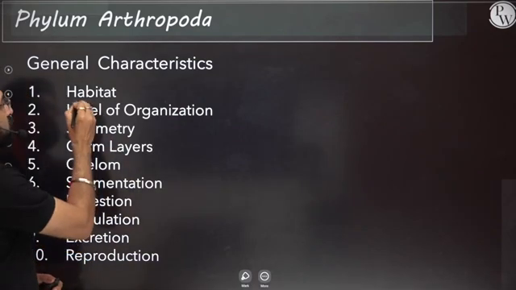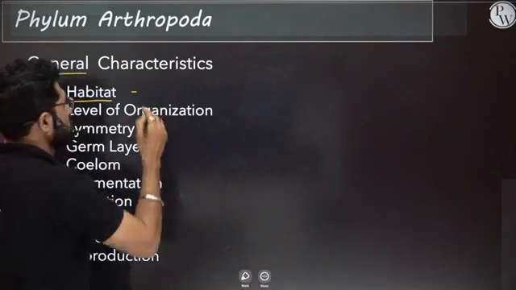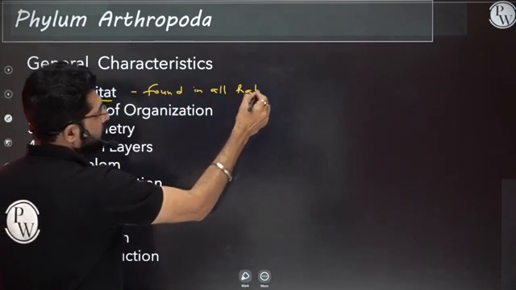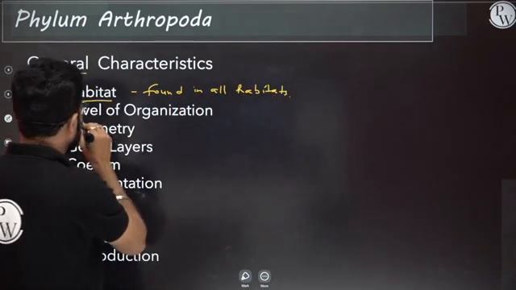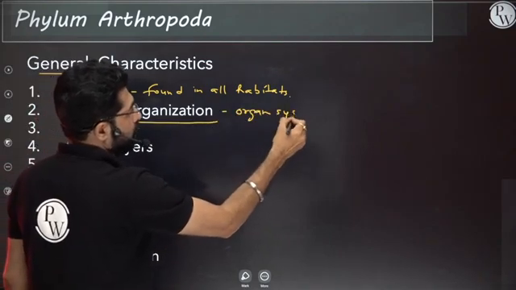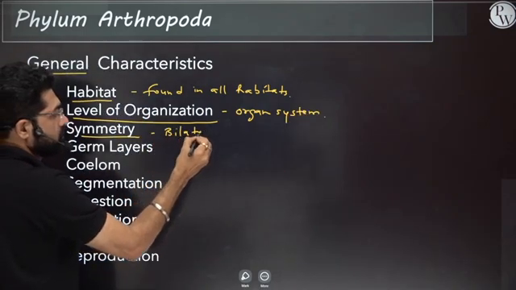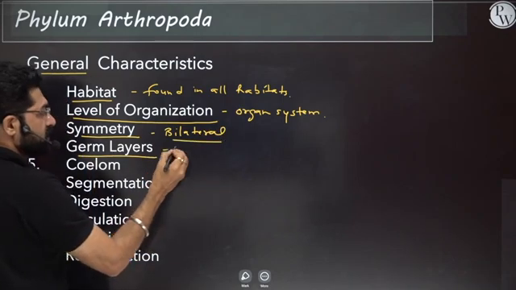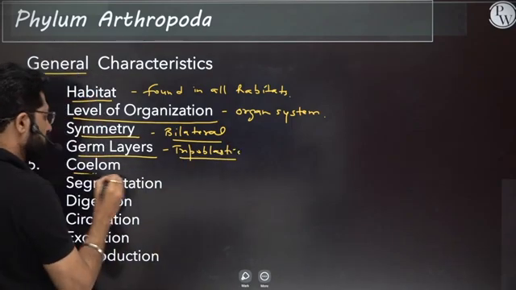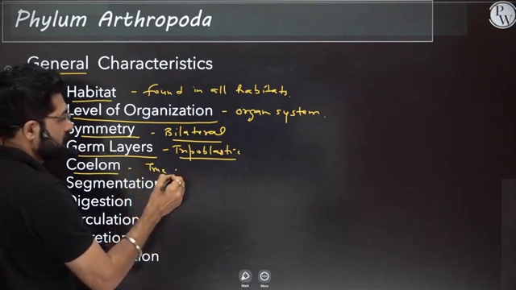Arthropoda is characterized by some general characters. Habitat, you can find arthropods almost everywhere, in all habitats. Even you can find in water, and in terrestrial also. Level of organization is organ system level. Symmetry is again bilateral, very important. Germ layers, it is triploblastic. Coelom is definitely present. True coelom present.